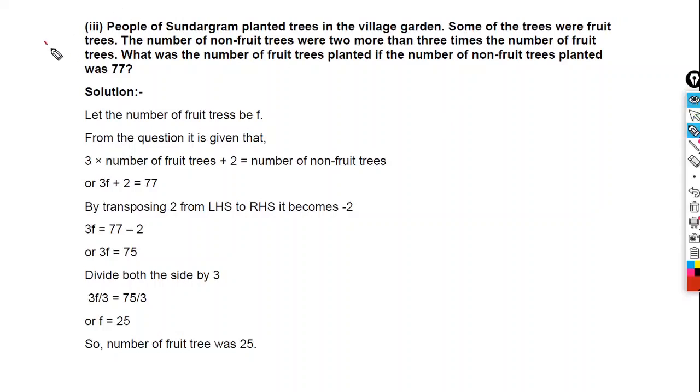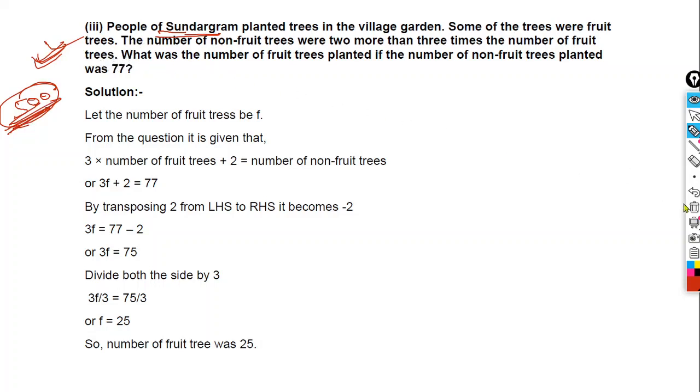Okay, let's start. People of Sundargram planted trees in the village garden. So, students, are you planting trees? You should plant trees. We have also planted some 500 trees in your school. So when you come to school, you can see lots of trees have been planted already. I will advise you to plant trees at your home.